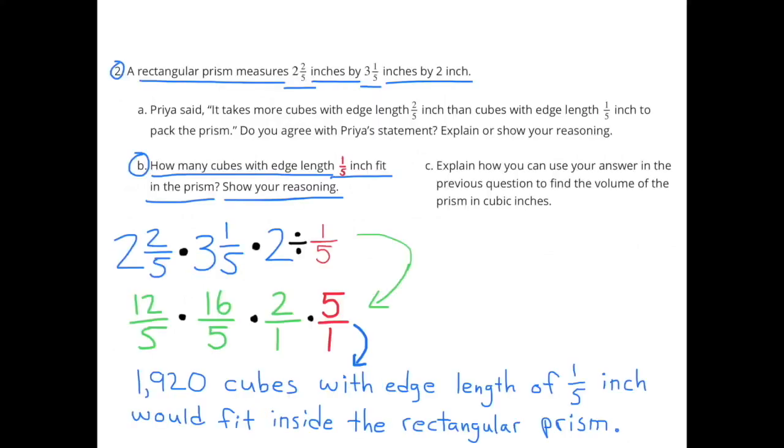B. How many cubes with edge length 1/5 inch fit in the prism? Show your reasoning. 2 2/5 times 3 1/5 times 2 divided by 1/5 is the same as 12/5 times 16/5 times 2 times 5. 1,920 cubes with edge length of 1/5 inch would fit inside the rectangular prism.